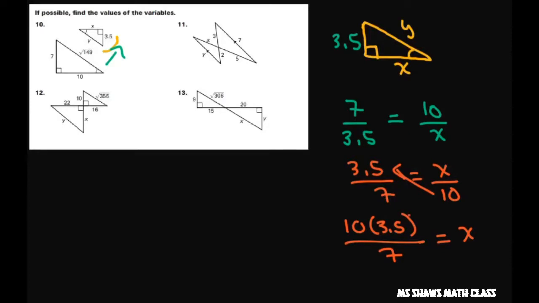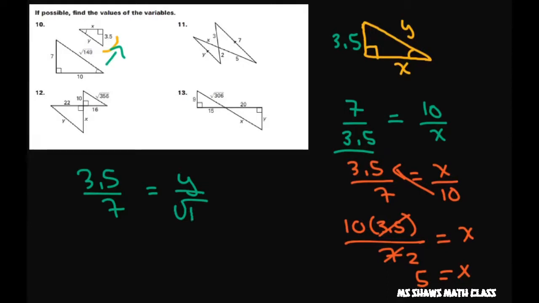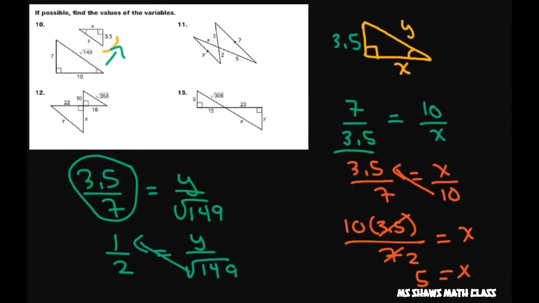You can either multiply it out, or you could say this goes into that 2 and divide. So x is 5. And we do the same thing for y. Let's go ahead and flip this around. 3.5 is to 7 as y is to square root of 149. Now we already know this equals 1/2. So I'm just going to write it as 1/2 equals y divided by square root of 149. Cross up here, and you're going to get y equals square root of 149 divided by 2.